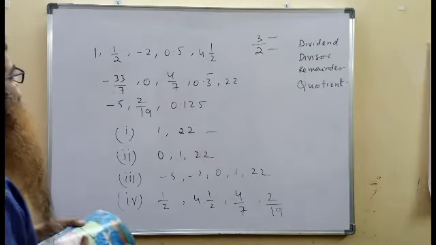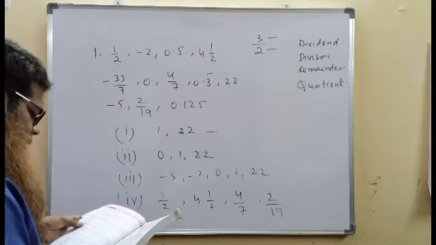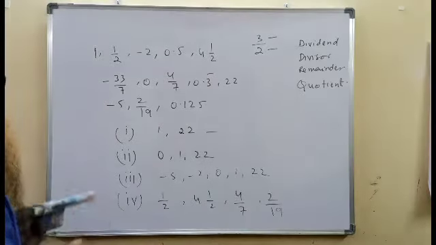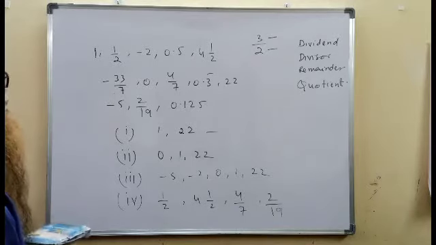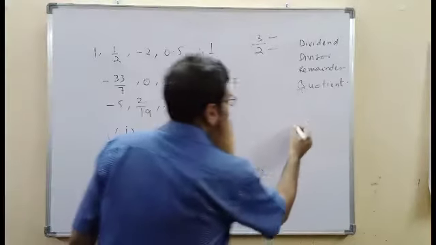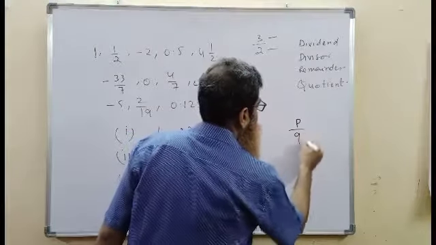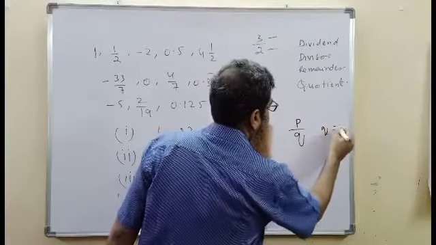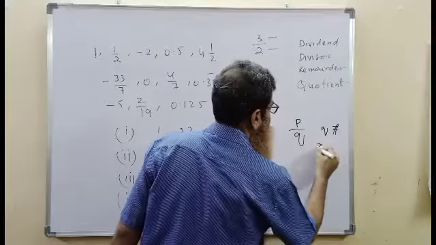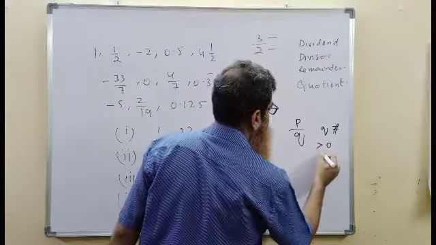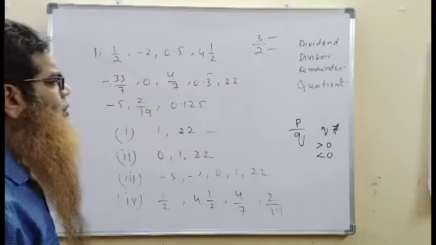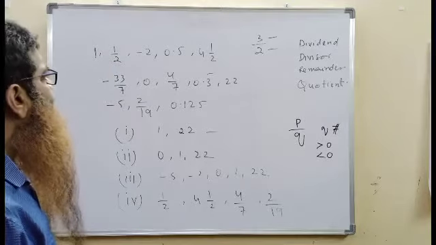Now we are trying to understand what rational numbers are. All the numbers in this list are rational numbers. A rational number is a number which can be written in the form of p by q, where q is not equal to 0. It can be less than 0 or more than 0, but it cannot be 0. Those numbers are called rational numbers.